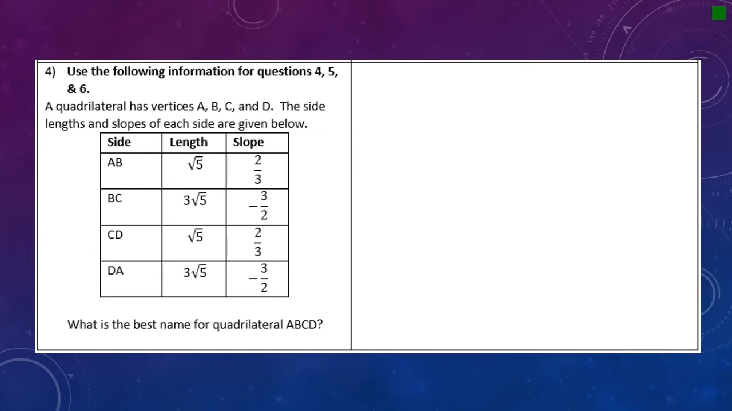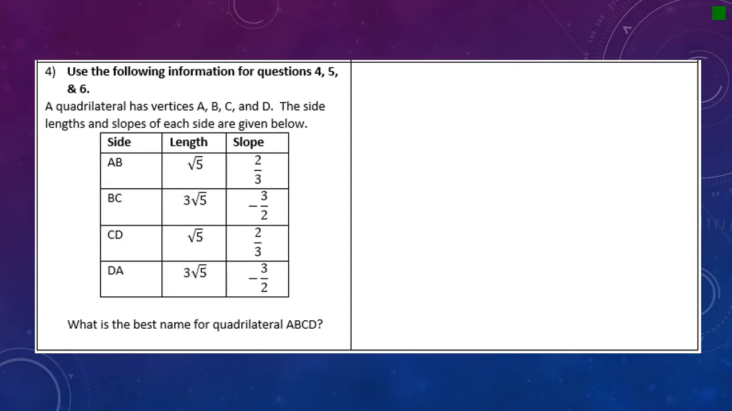We're going to be using this information for the next 3 questions. It's telling us that we have a quadrilateral ABCD. The side lengths and slopes of each side are given below. And we want to find out what's the best name for quadrilateral ABCD. So the first thing I like to look at are the lengths. I see that I have opposite sides that are congruent. So I know that now I'm narrowed down to 2 choices.